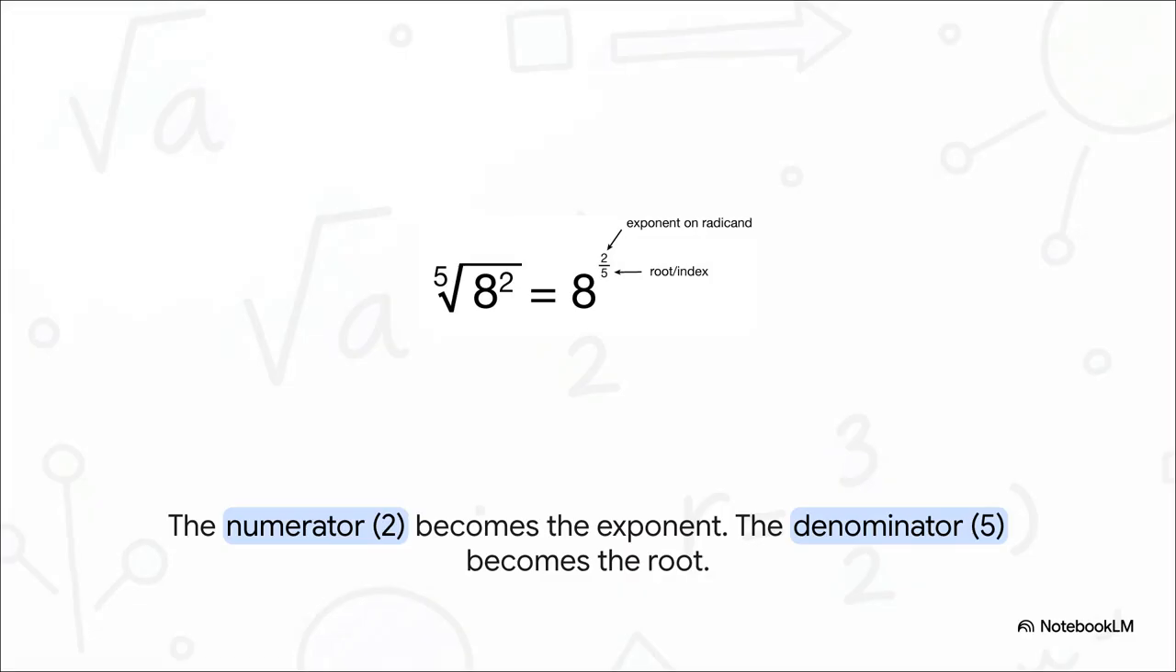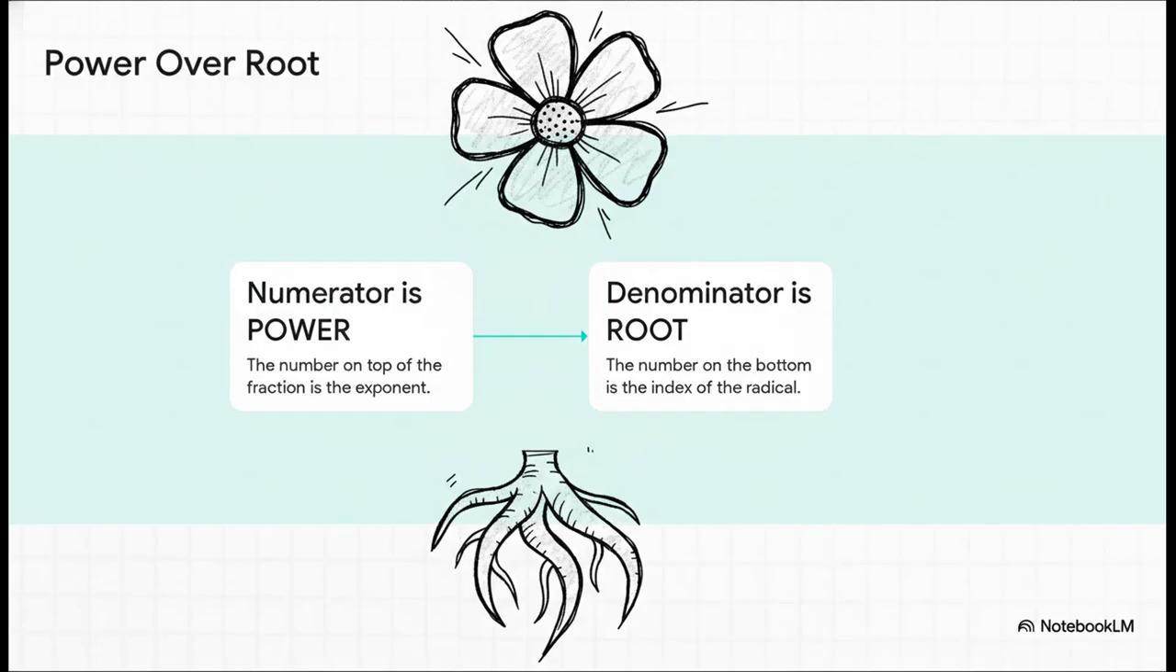Now let's really break down what that fraction on top is telling us. Let's see this rule in action with our original example. See that exponent 2 over 5? The top number, the numerator, 2, that becomes the power on the 8. And the bottom number, the denominator, 5, that becomes the root, or the index, of the radical. It's that direct. Here is the easiest way to remember this, and trust me, you'll want to remember this. The numerator is the power, the denominator is the root.